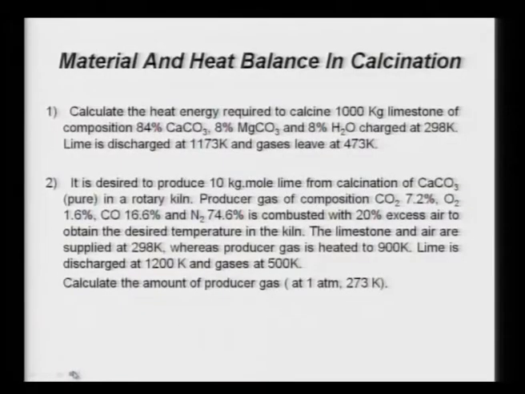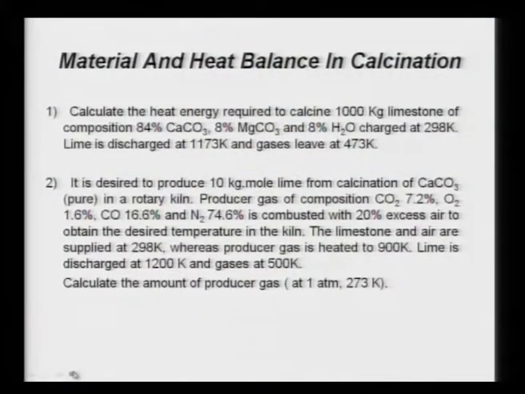These kilns are around 24 meters long and they are frequently heated by an external source of energy, for example oil or producer gas. So, this problem is concerned with that. You see that producer gas of composition CO2, O2, CO and nitrogen is combusted with 20% excess air to obtain the desired temperature in the kiln, because normally the temperature inside the kiln is very high and it may go to the order of 1500 degrees Celsius.